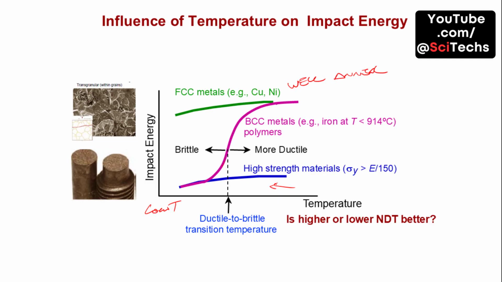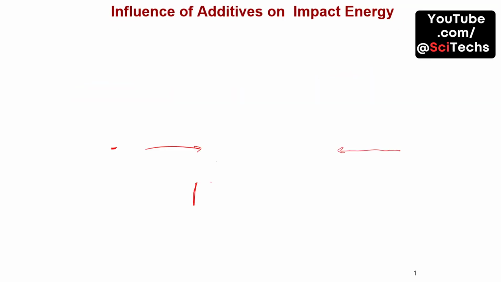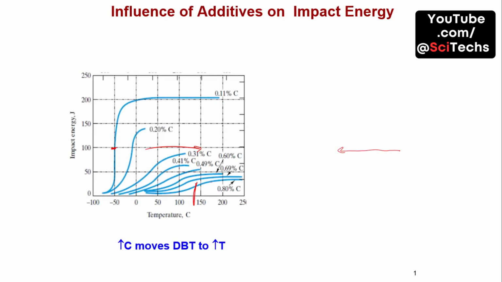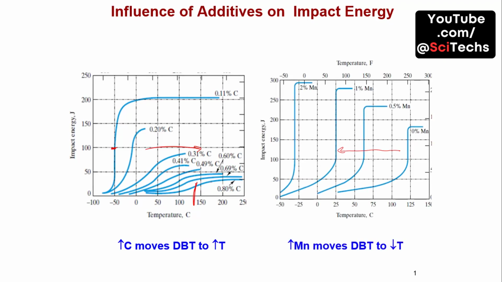FCC metals tend to be more ductile, while BCC metals and polymers become brittle at higher temperatures. Understanding this helps in determining the nil ductility transition temperature. Additives like carbon and manganese can shift the ductile to brittle transition temperature. Increasing carbon content in iron raises the transition temperature, while manganese lowers it.